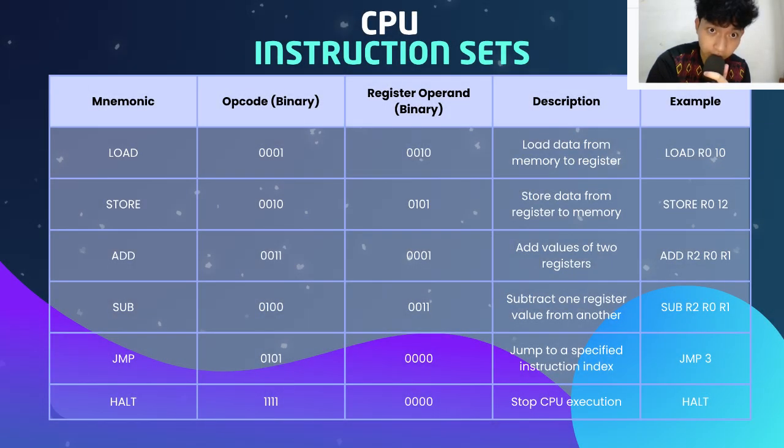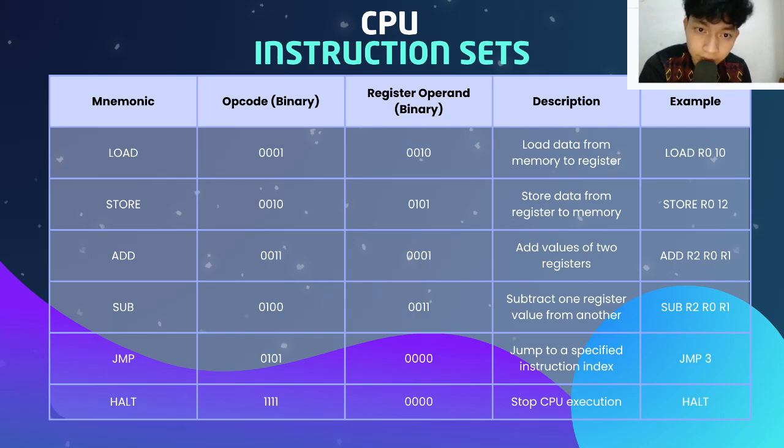We go towards the CPU instruction set. So we create an instruction set that consists of load, store, add, sub, jmp, and halt in the CPU. Based on the table, the mnemonic for load has the opcode 0001, register operand 0010. The description is to load data from memory to register. An example is LOAD R0 10.